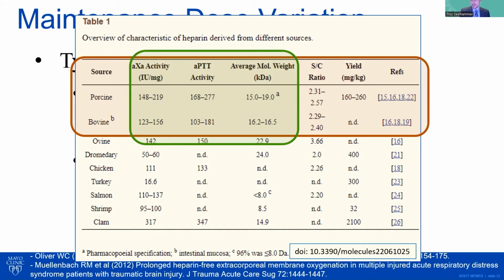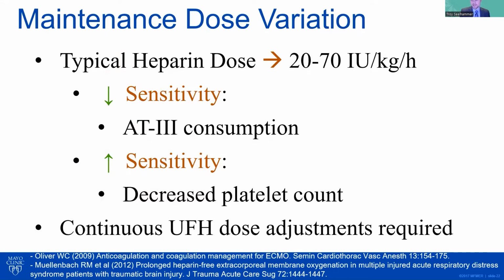And so if you look at these two compounds, on the upper one, porcine, there is a greater degree of potency when compared to bovine, both in the anti-10A activity, if that's the assay of your choice, or APTT. They also differ in their molecular weight. And all this taken together just means that there's continuous need for adjustments in unfractionated heparin dosing.